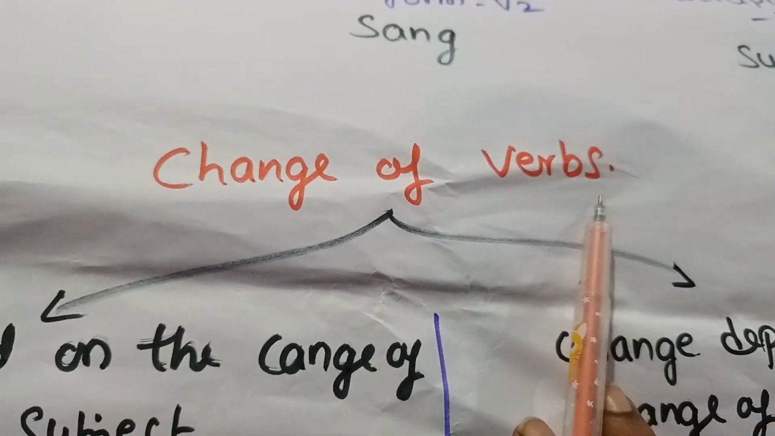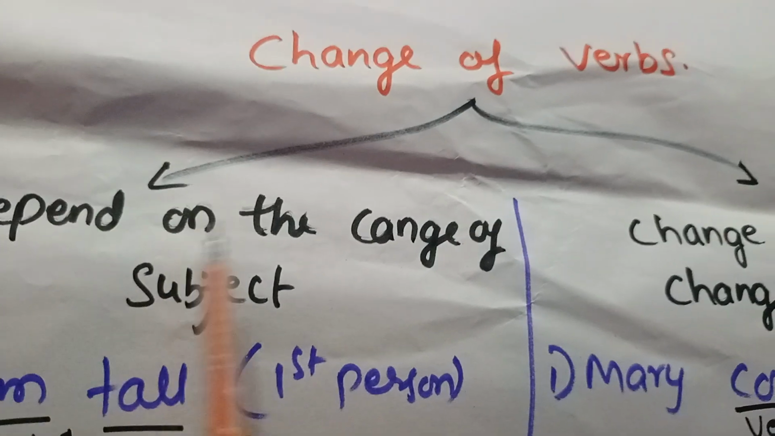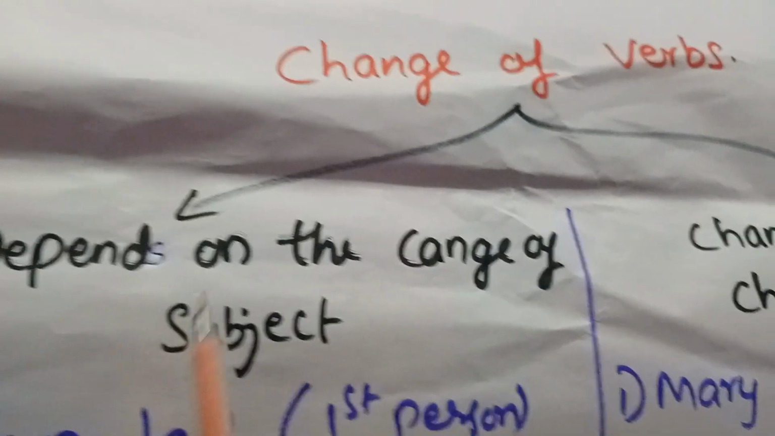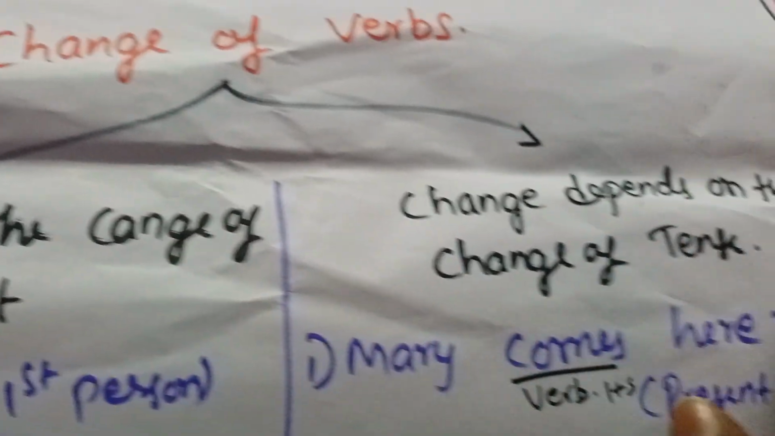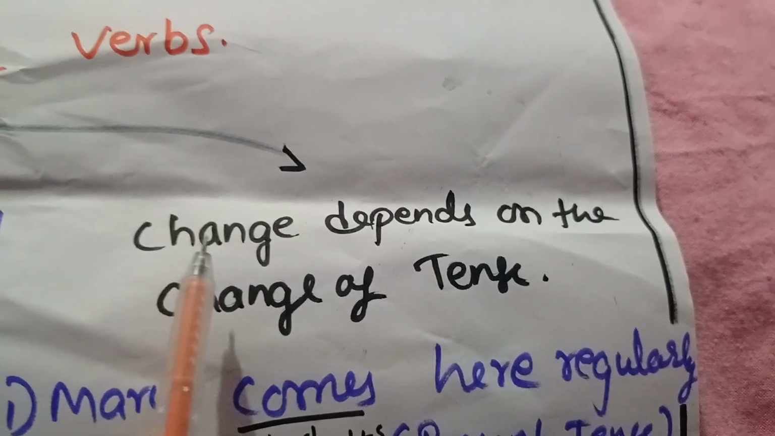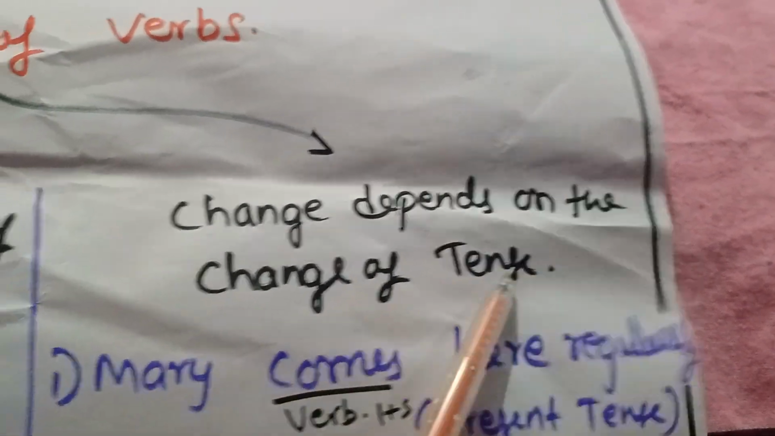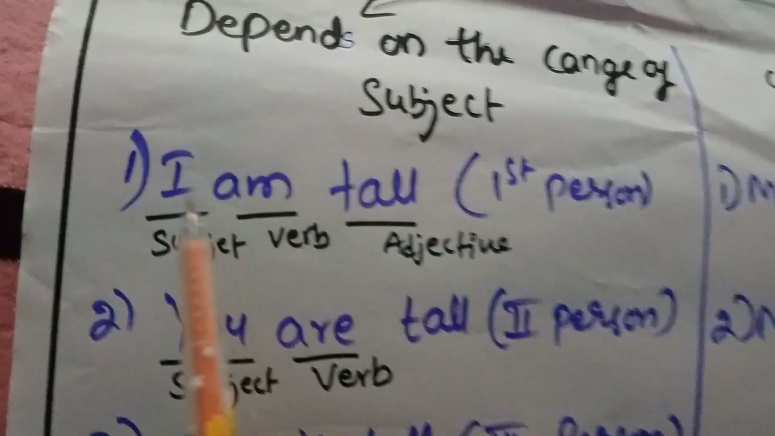Change of verbs. Change of verbs depends on the change of subject. Second one, change depends on the change of tense. See here, example.